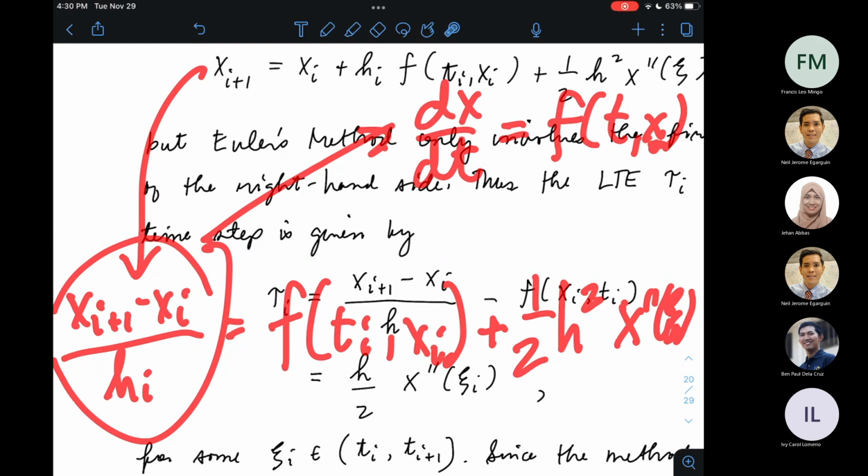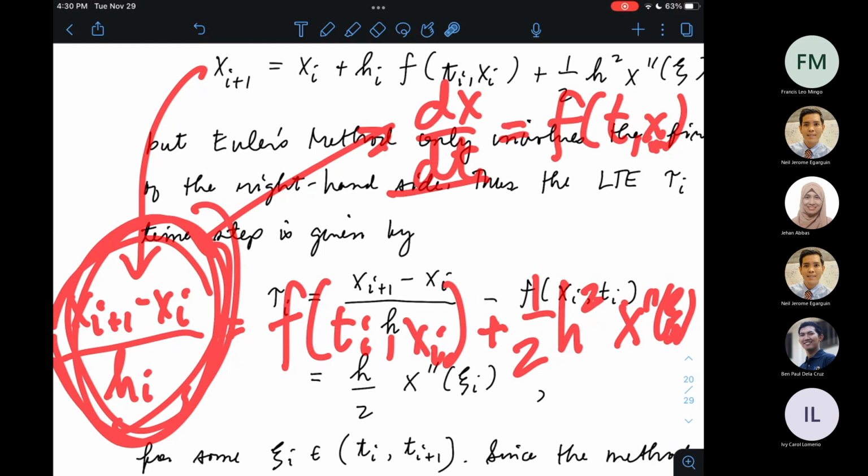So see, x sub i plus 1 minus x sub i over h sub i, pinalitan ko siya, or siya yung pinampalit ko sa derivative. Yes, Benpo. Sir, wala bang h sub i dapat yung denominator ng second term? Denominator ng second term. Yeah, thank you. Yep. Kasi hindi nga pala tayo uniform step size.